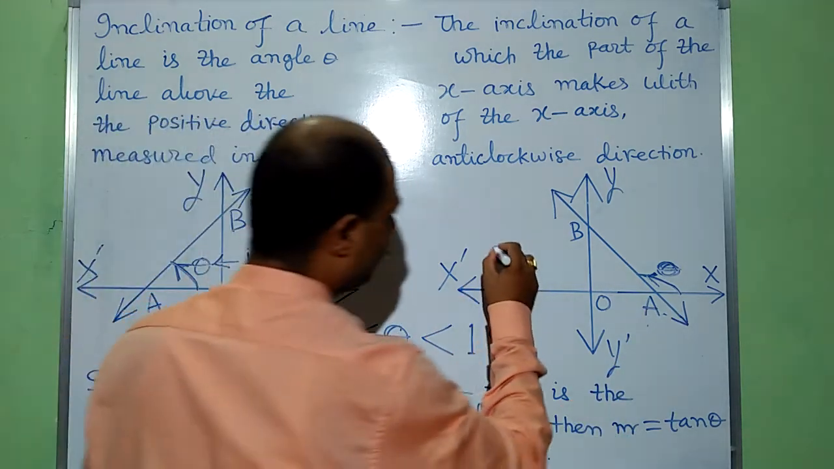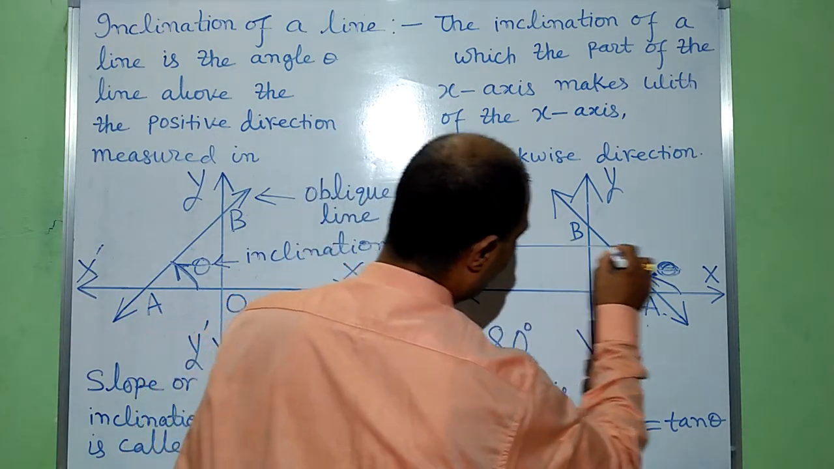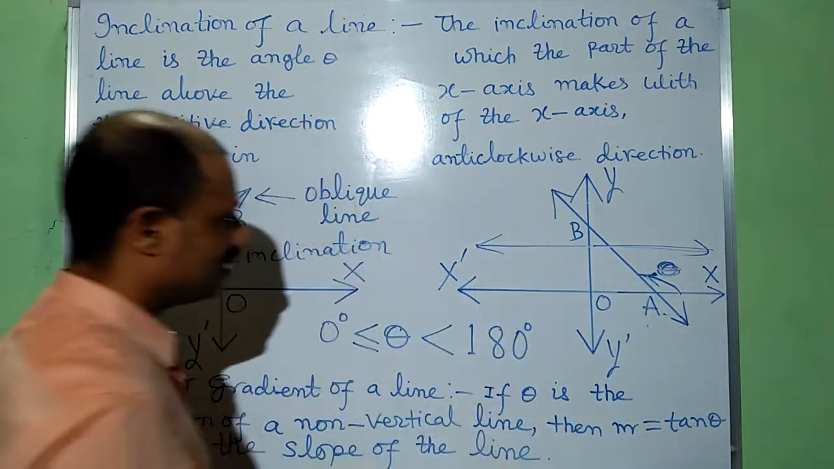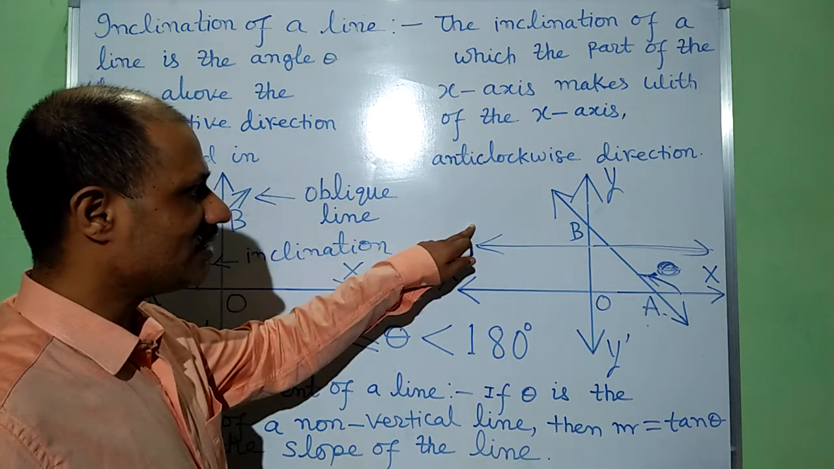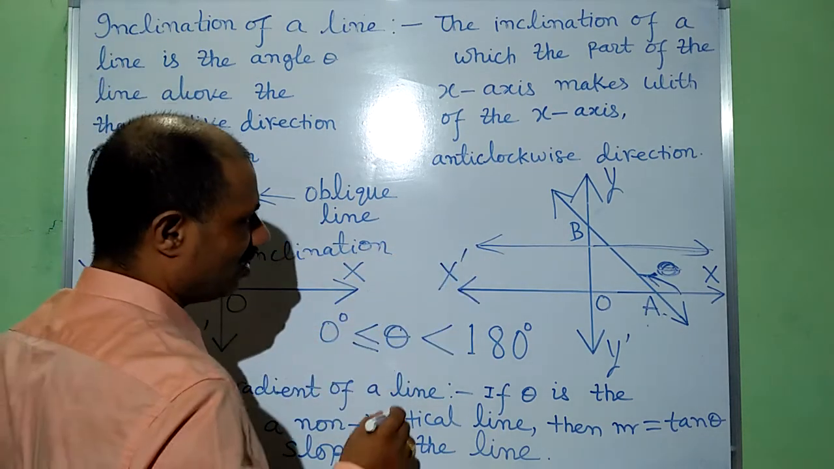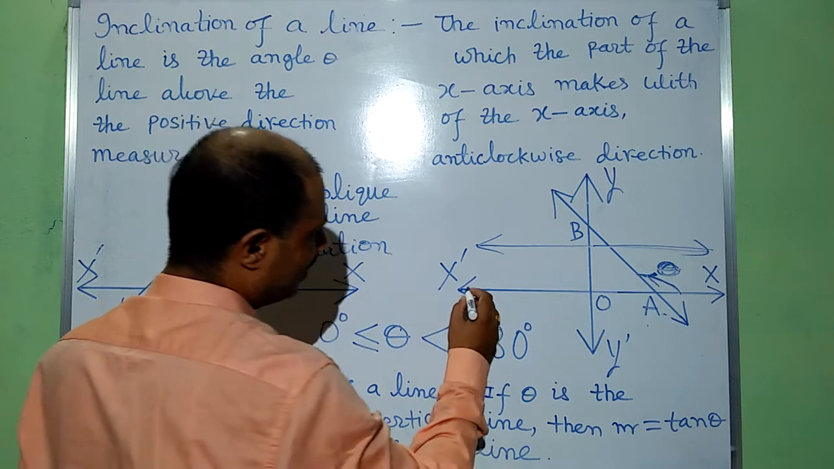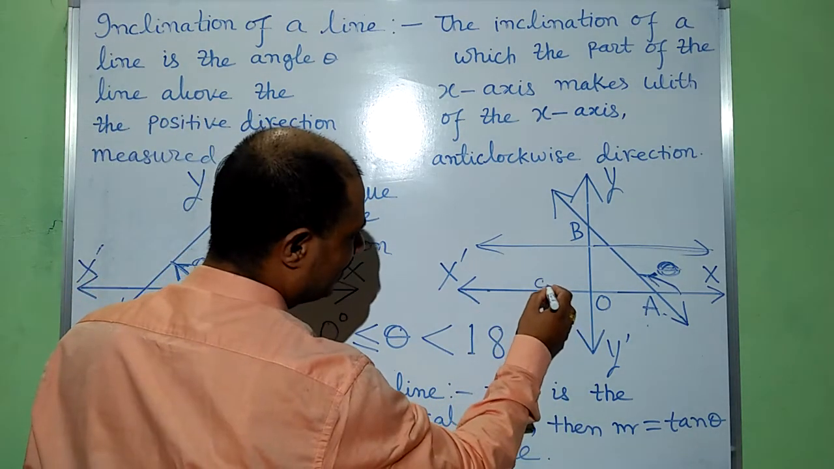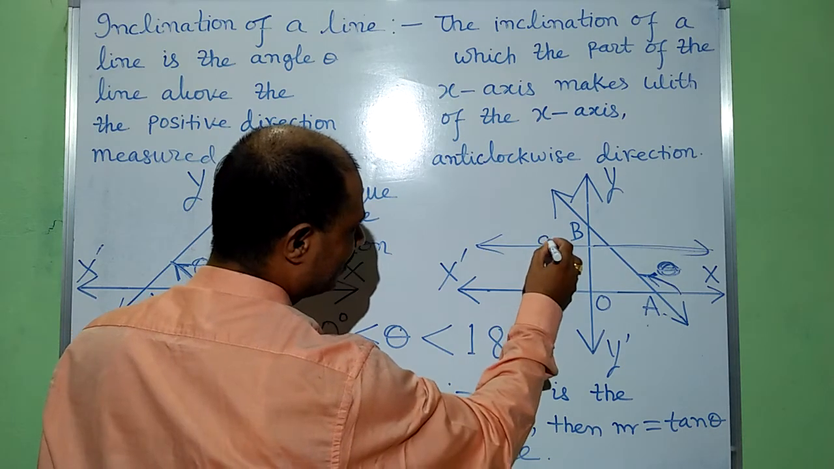When this line is parallel to x-axis, then its inclination is 0 degree, or even inclination of this x-axis is 0 degree. Its inclination is 0 degree.